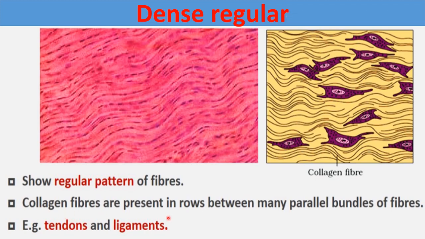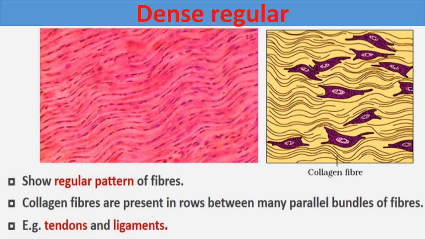Collagen fibers are present in rows between many parallel bundles of fibers. All these fibers are present as parallel bundles in a regular pattern, and between these parallel bundles, collagen fibers are present. You can also see all these cells here. These are adipocytes, and these are fibroblasts, which secrete fibers.